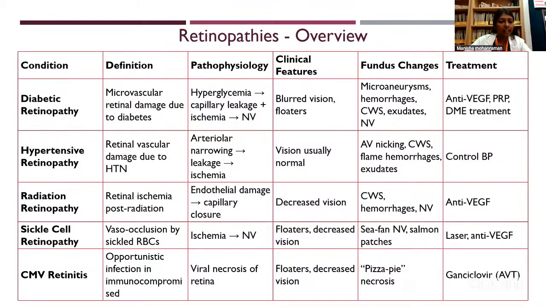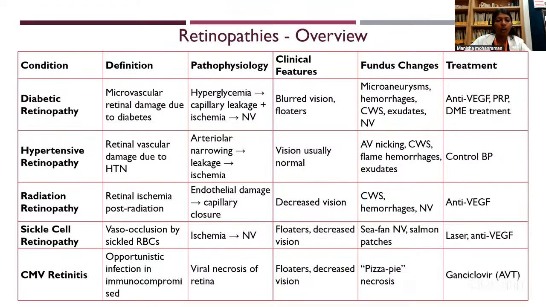And next we have hypertensive retinopathy. It occurs due to retinal vascular damage due to hypertension. In the pathophysiology, arterial narrowing is seen, and leakage in blood vessels. Clinical features, vision is usually normal, and the fundus changes include arteriovenous nicking, cotton wool spots, flame-shaped hemorrhages, and exudates. Management for hypertensive retinopathy is to control BP.